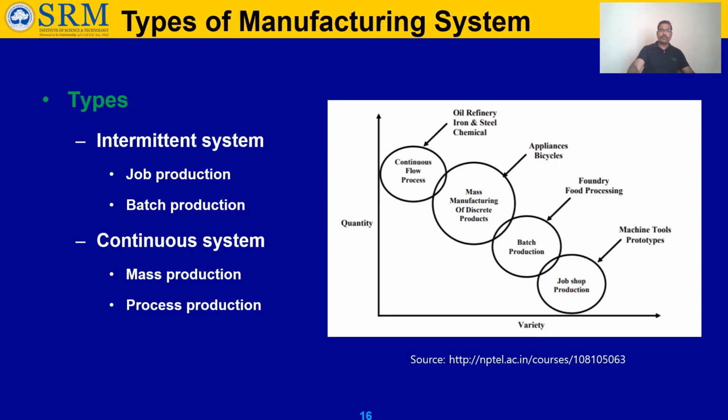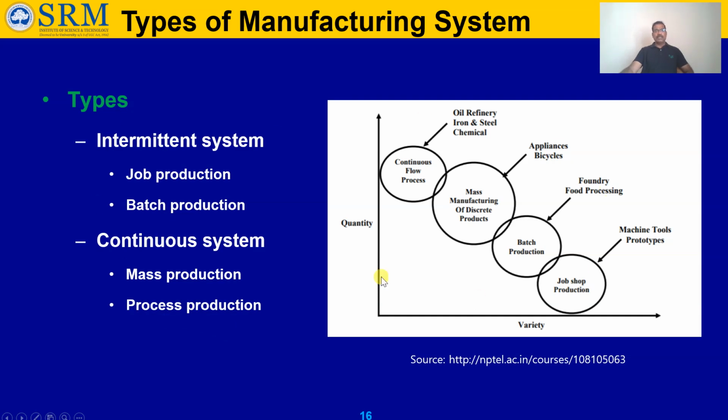Okay, and what are the types available in the manufacturing system? There are two major types: intermediate system and continuous system. What is the intermediate system? The intermediate system has two types: job production type and batch production type. The continuous system has mass production and process production.